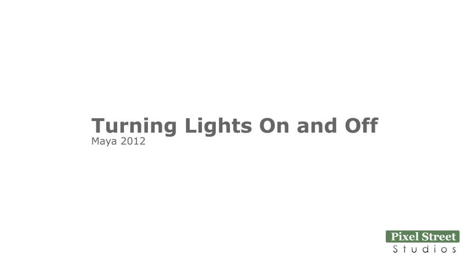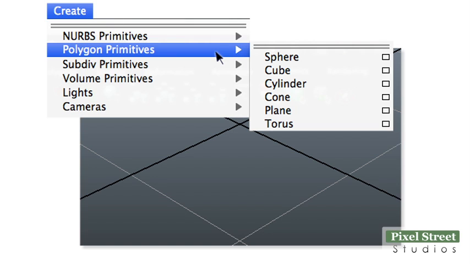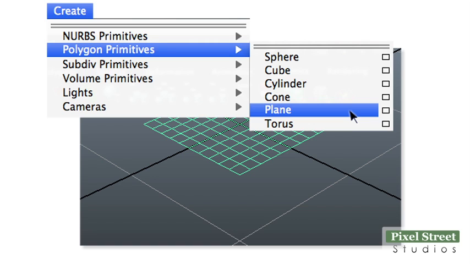This tutorial explains a couple methods used to turn a Maya light on or off. To get started, we'll need an object and a light. Add a polygon plane by choosing Create, Polygon Primitives, Plane.